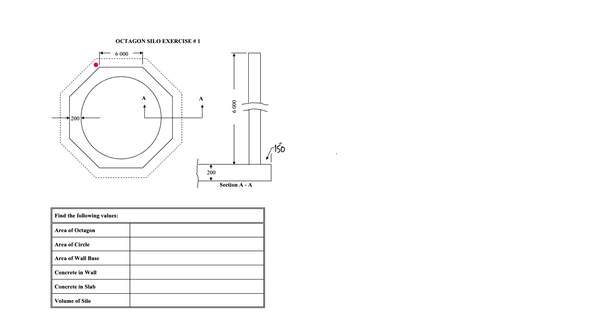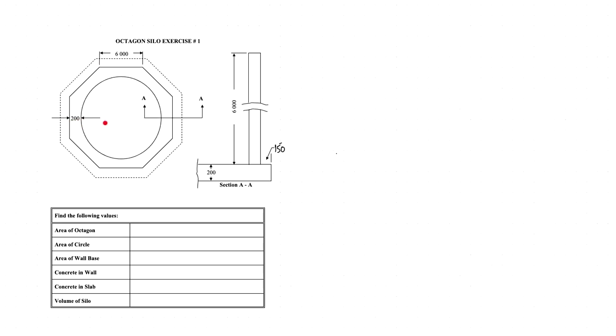We can also note that each side of our octagon is 6,000, or 6 meters, long. Because it is an octagon, it has all the same sides, which is nice. And here we have our thickness of the wall on the flat part. That's important to note at 200.